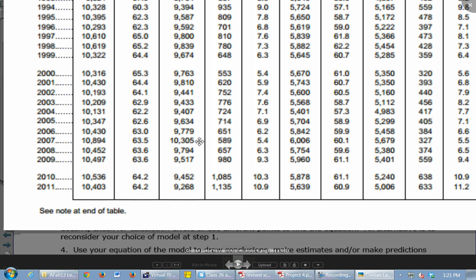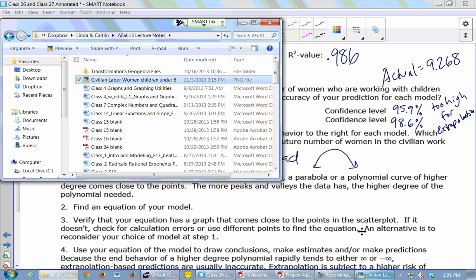What happened in 2007 that might make there be more women in the workforce? Giant recession. Yeah. That was the peak of our recession was 2007. So maybe a lot of women went back to work to supplement income due to lost jobs or whatever. And then it starts going down again, right? So it maybe doesn't just keep going up forever.